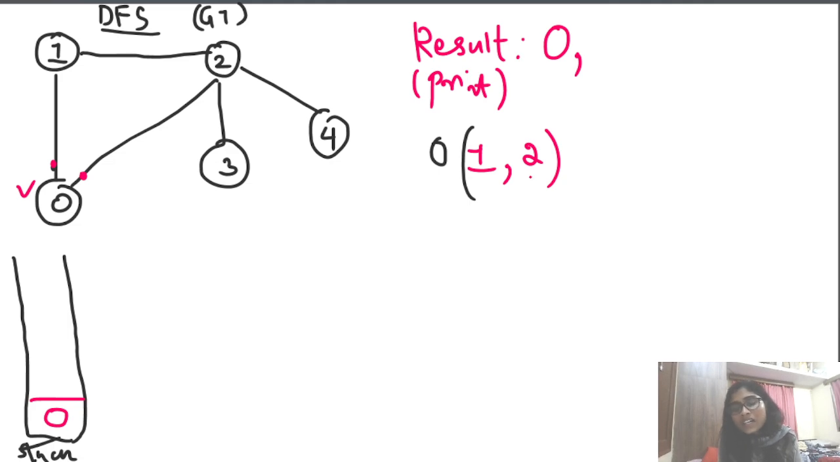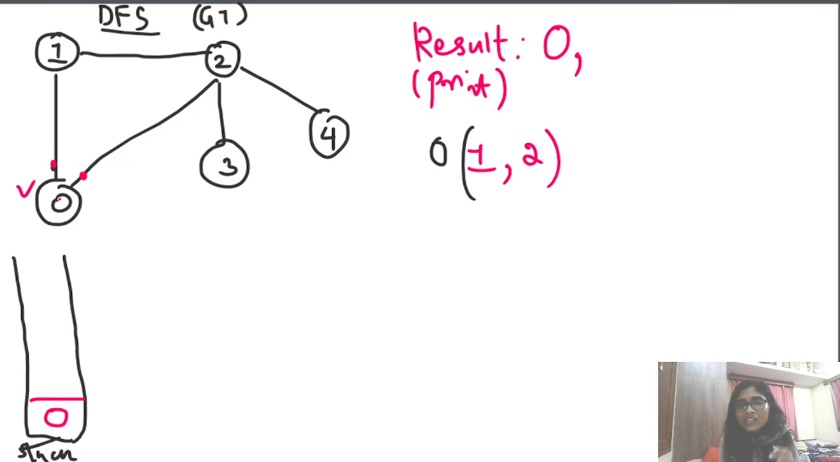Another important thing that I also have to mention is there could be students who might be thinking, why should I write 1 first and then 2 second? Can I write 2 first and then 1? Yes, it is possible. There is no order that you have to write.